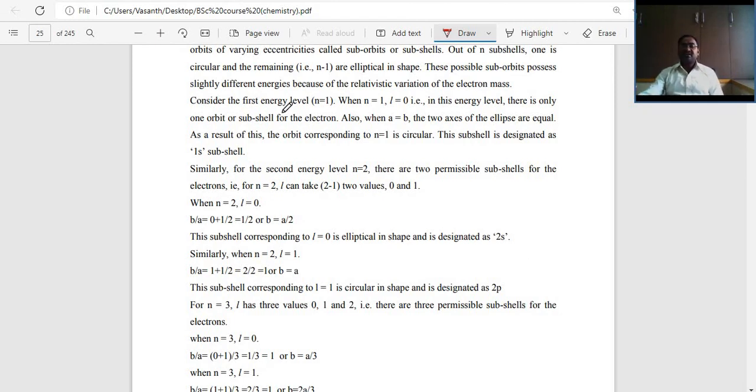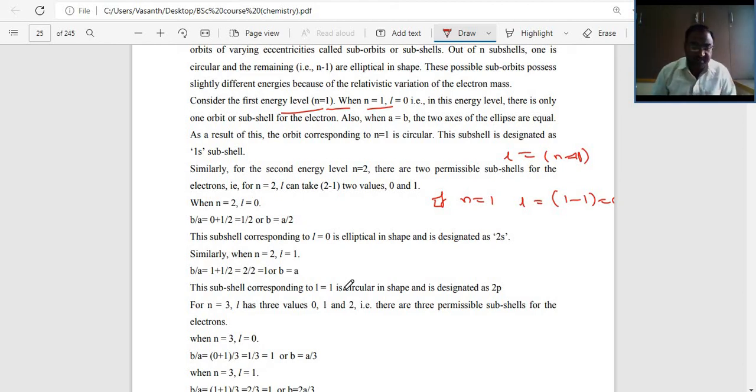In the first energy level, n is equal to 1, here l is equal to 0, because l is equal to n minus 1. If n is equal to 1, l is equal to 1 minus 1, that value is equal to 0. If n is equal to 2, here l is equal to 1. By considering these n and l values, we design the shape of the orbitals.